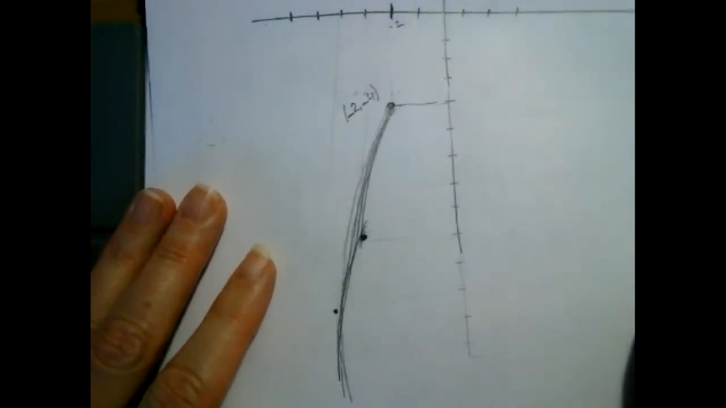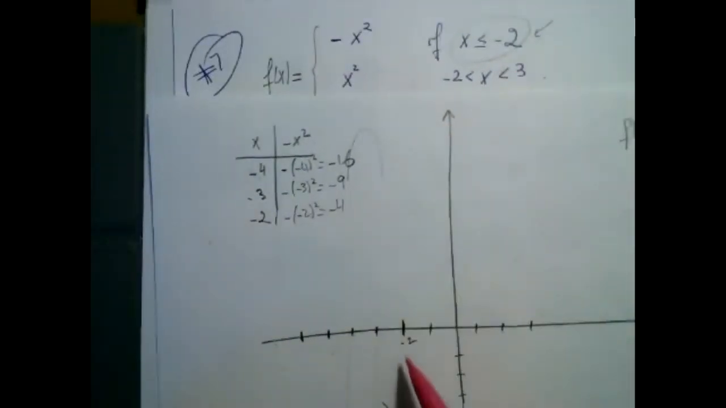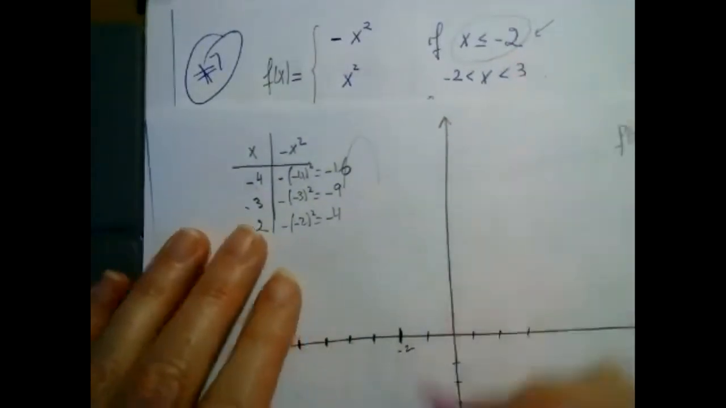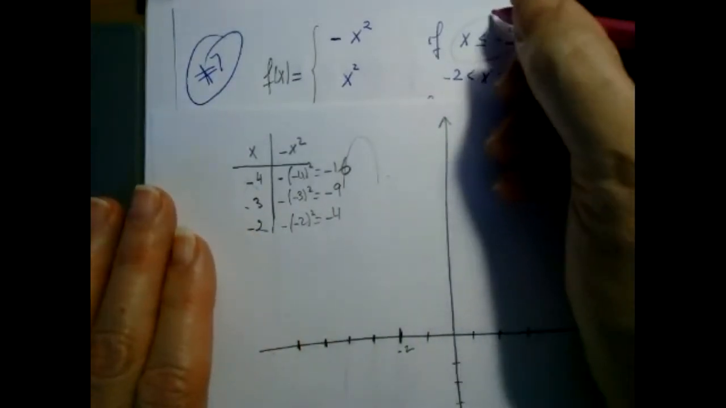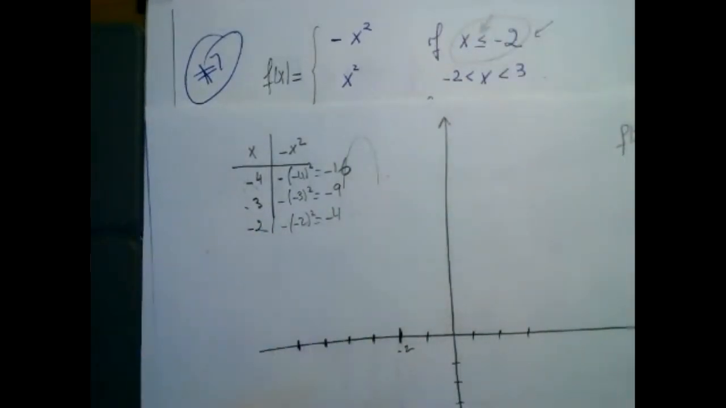Question. Now I took care of the first piece. As you realize, I stopped at minus 2, and this is closed here because the minus 2 is included. Now the second piece.